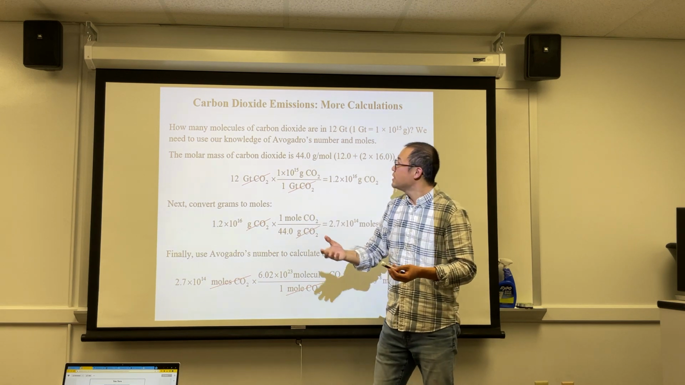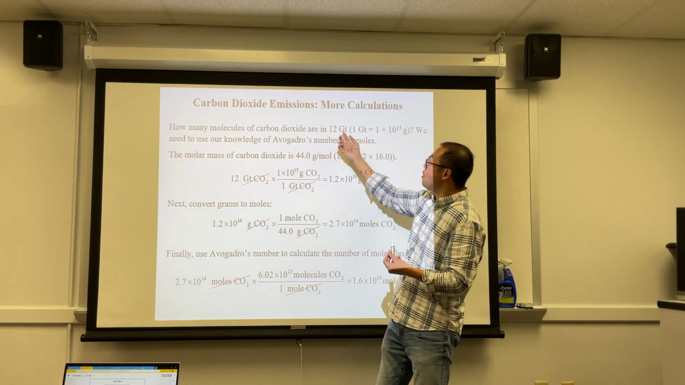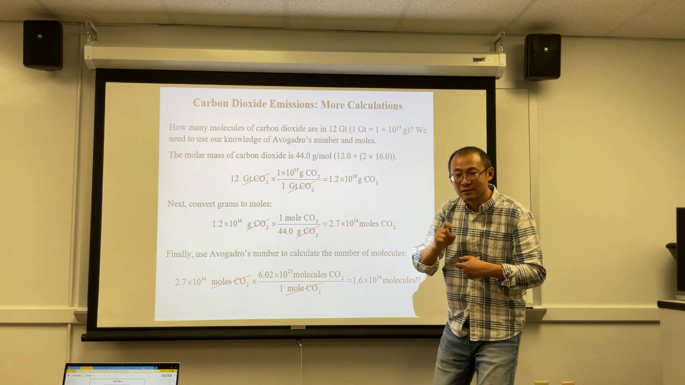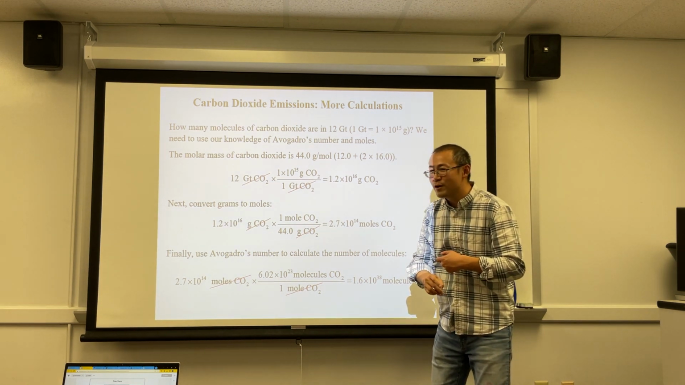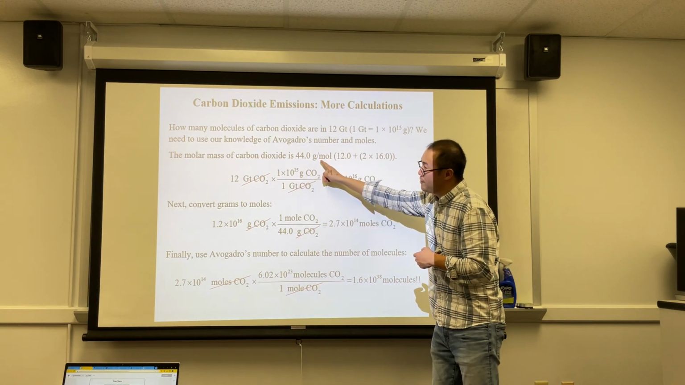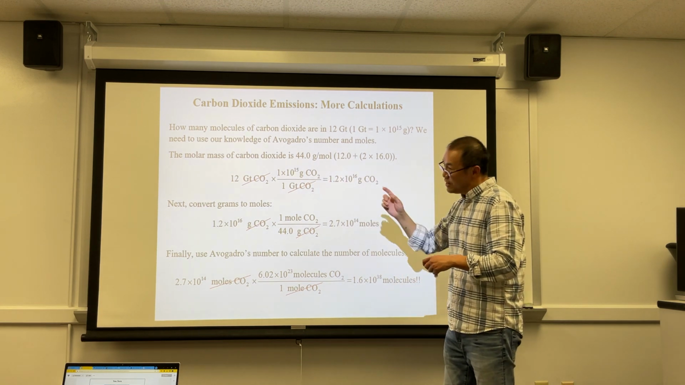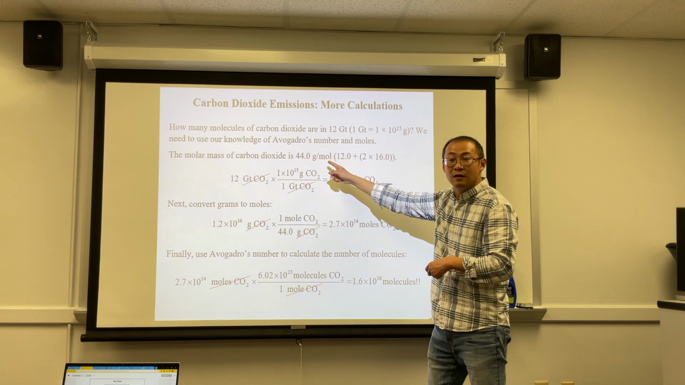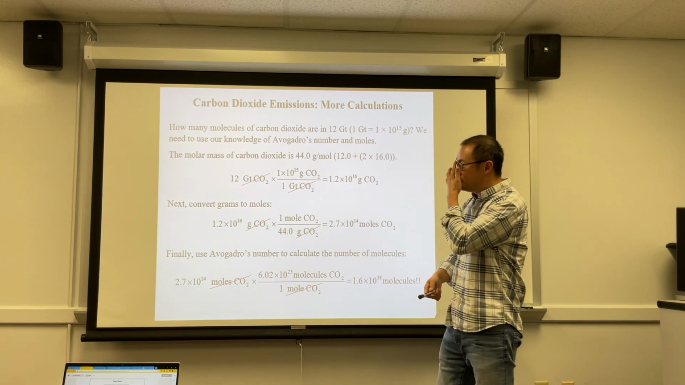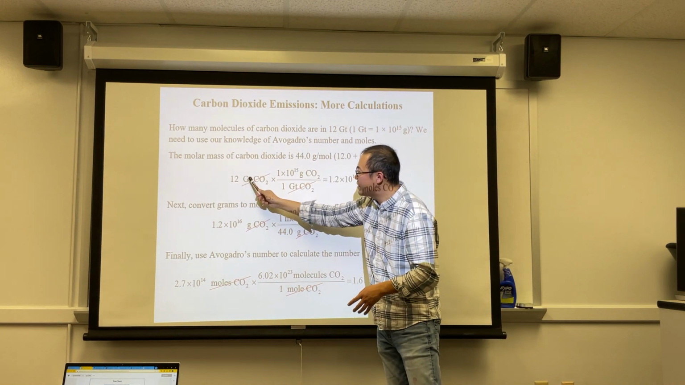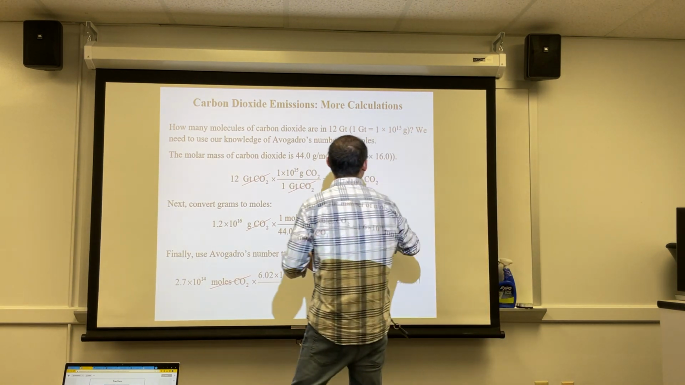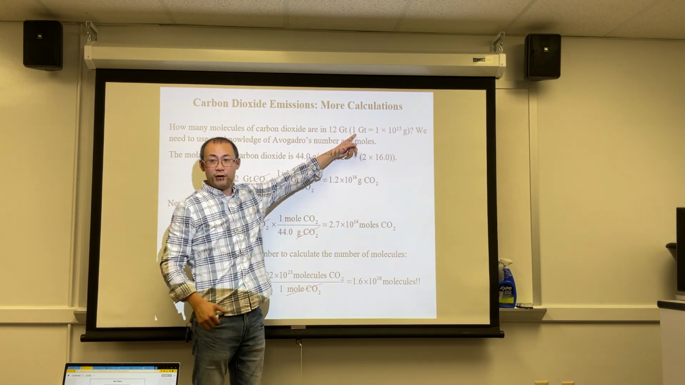But knowing mole is not enough. Here, I don't know mole yet. So I need to know mole, but I'm not given mole. But mole is related to mass, grams. Is that right? We know carbon dioxide is 44 grams per mole. So if I know grams, I know mole. If I know mole, I know number. So my first job now is to convert 12 gigaton to grams, because I want grams so bad. How do we know I can convert? The question gives you already. What is 1 gigaton?